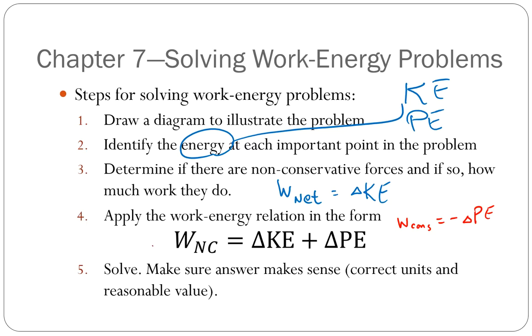So for solving work energy problems, we usually use this form. But if there's no potential energy involved, then we'll stick with that one. So sometimes we use one, sometimes we use another. Either one is correct. It's just which one's going to make life easier. Make sure your answers make sense, of course. It's the last step. Solve it, make sure they make sense.